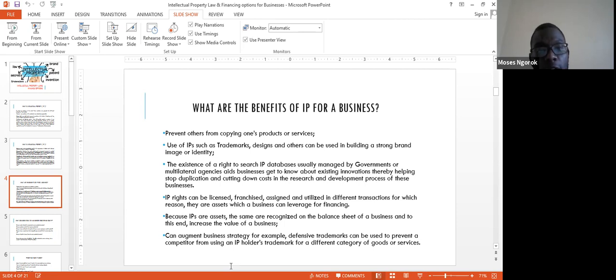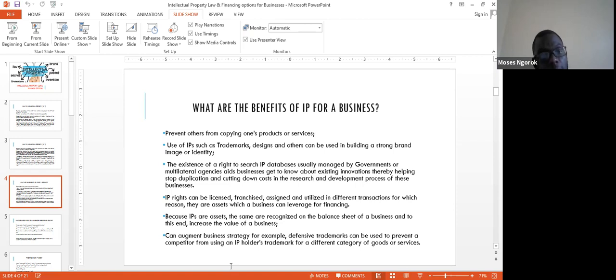Also, intellectual property rights can be licensed, they can be franchised, they can be assigned, they can be utilized in different transactions, meaning that you can actually make money by protecting your intellectual property. When you protect it, then whoever needs to use the same needs to get a license from you, and then they have to pay you license fees or royalties, and that's a good way of generating income for your business.